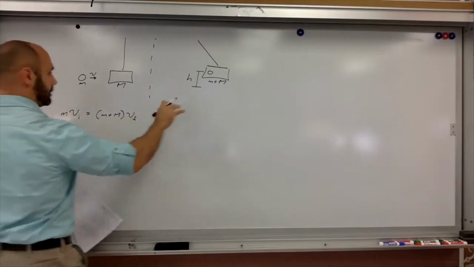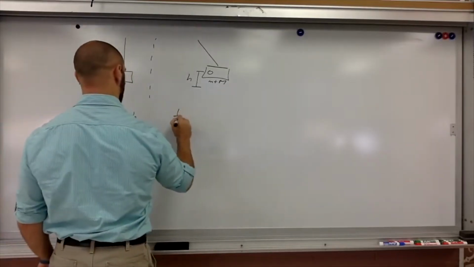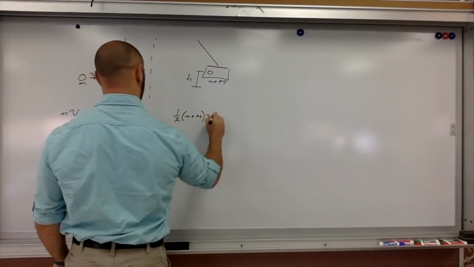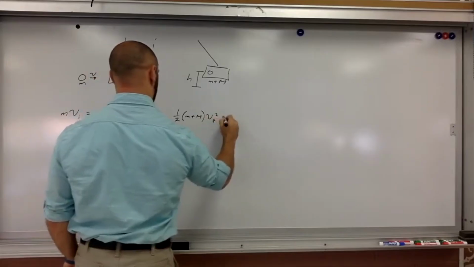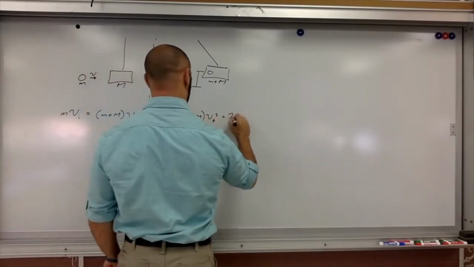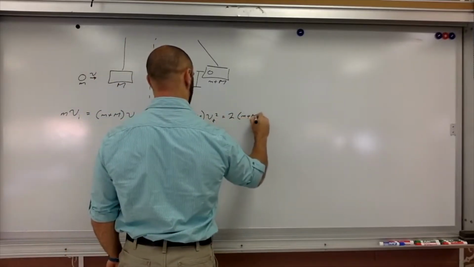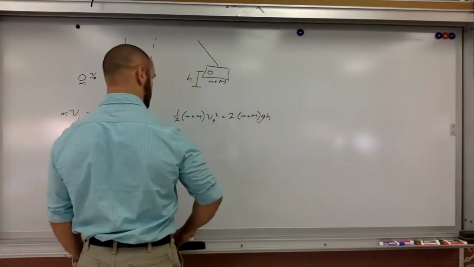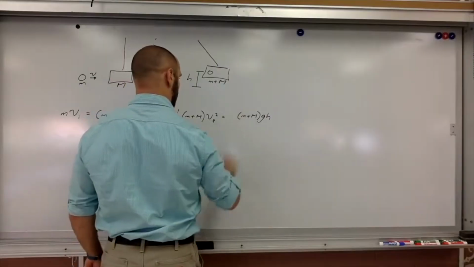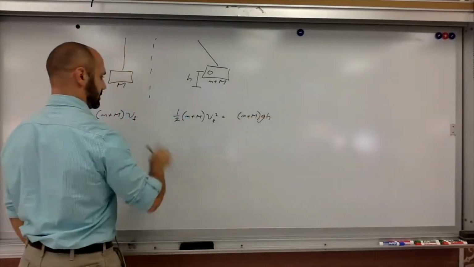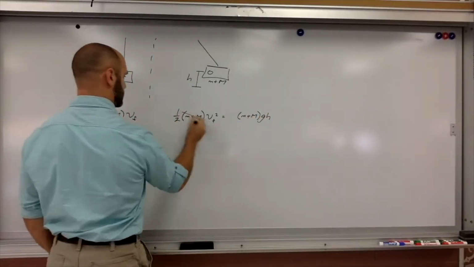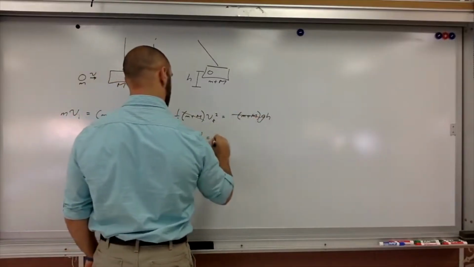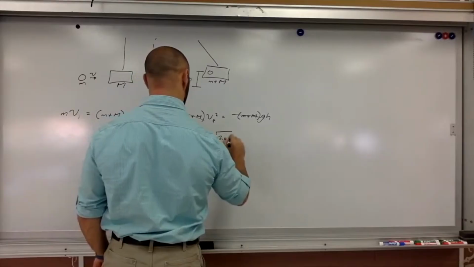And then we'll go over here and write our conservation of energy equation. 1/2 (little m plus big M) vf squared equals (little m plus big M) gh. Not 2 m, I don't know why I wrote that. Little m plus big M gh. Right. So now we want to solve for this. The m's cancel out, and so vf is equal to the square root of 2gh.